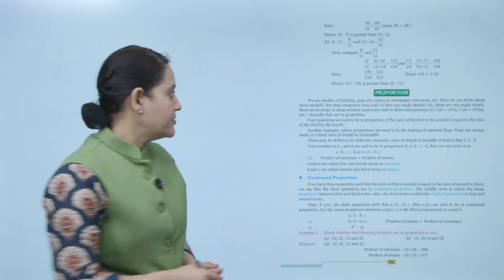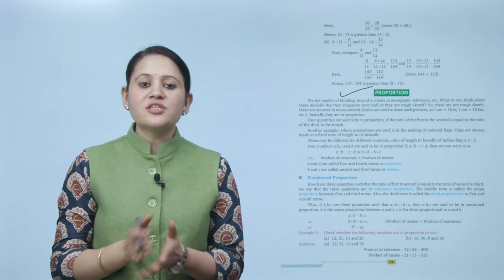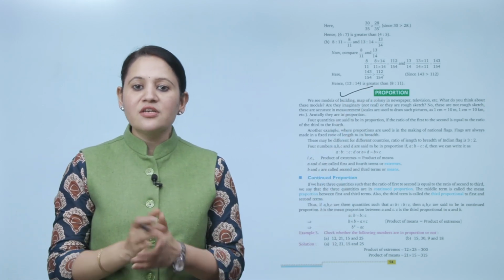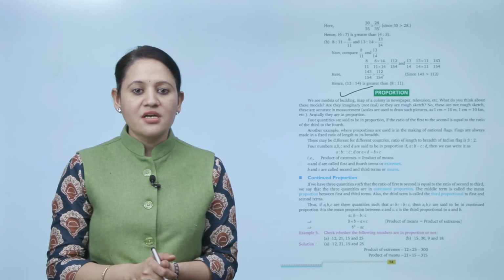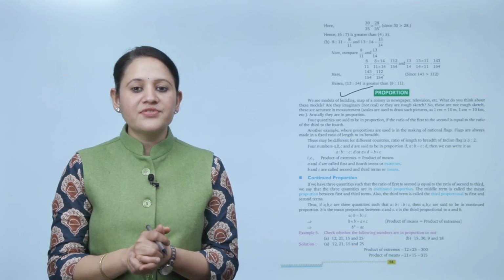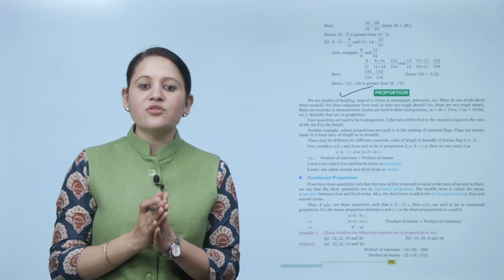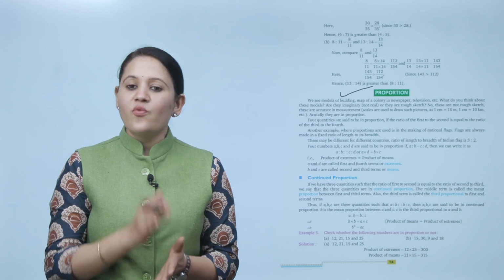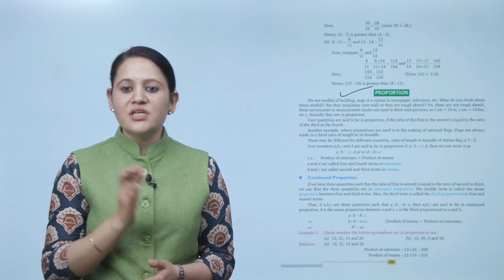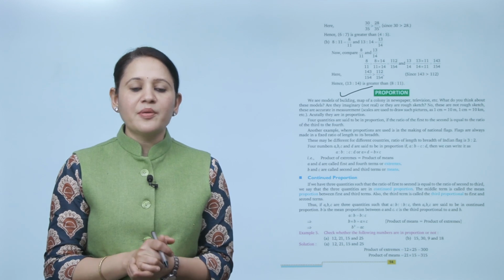Next is proportion. We see models of buildings, maps of a colony in newspapers, television, etc. What do you think about these models? Are they imaginary, not real, or are they rough sketches? No, these are not rough sketches. These are accurate in measurement. Scales are used to draw such pictures, such as 1 centimeter equals 10 meter, 1 centimeter equals 10 kilometer, etc. Actually, they are in proportion.